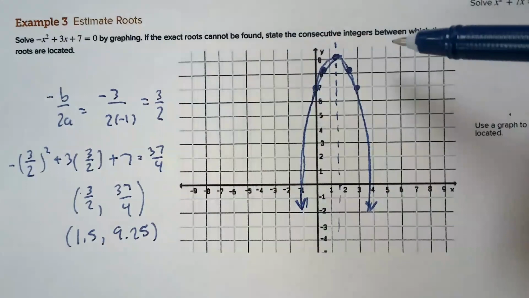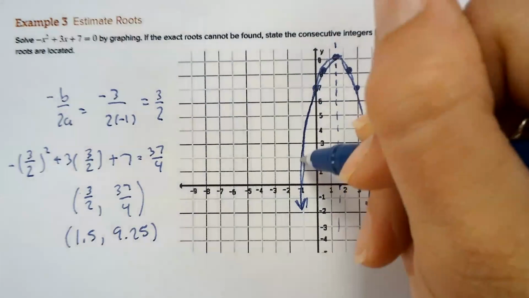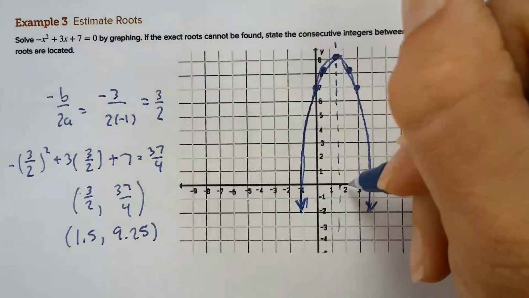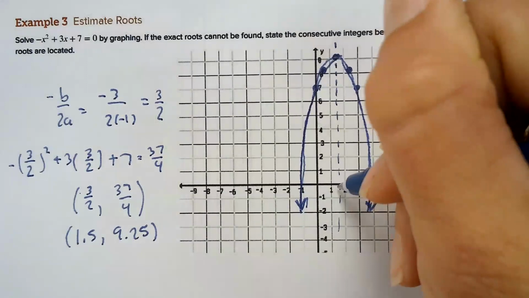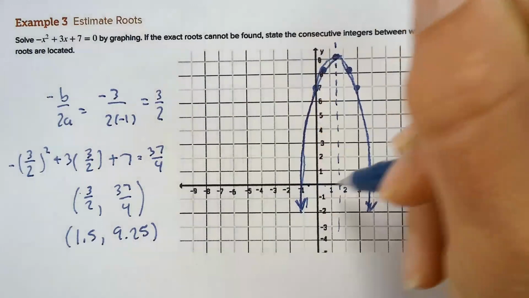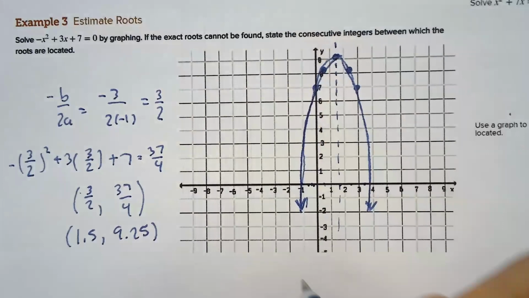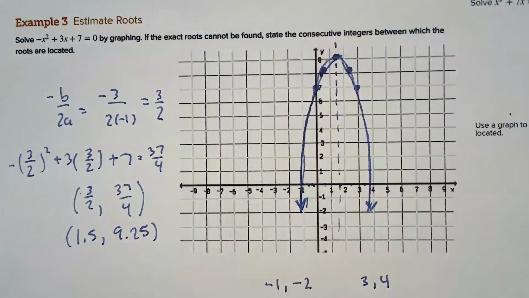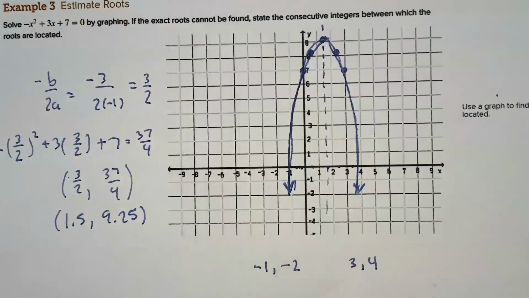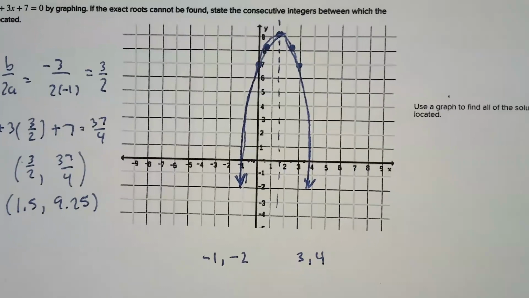The roots appear to be located between, I would say, -1 and -2, and in between 3 and 4. But I can't really count for sure. Somewhere in between there and there, perhaps. Okay, so we're just estimating where it's at, so as long as your answers are reasonable.